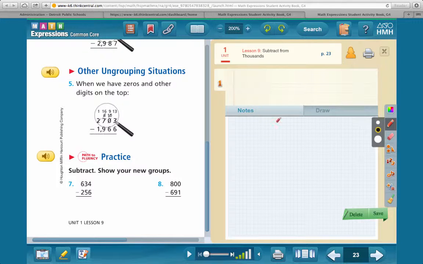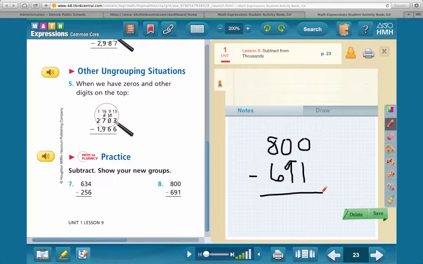Number 8 says 800 minus 691. Sorry about my 9. So if you look again, the bottom number has larger digits in the ones and tens place than it does in the top number. So in order to subtract, you're going to have to borrow or ungroup all the way from the hundreds place.